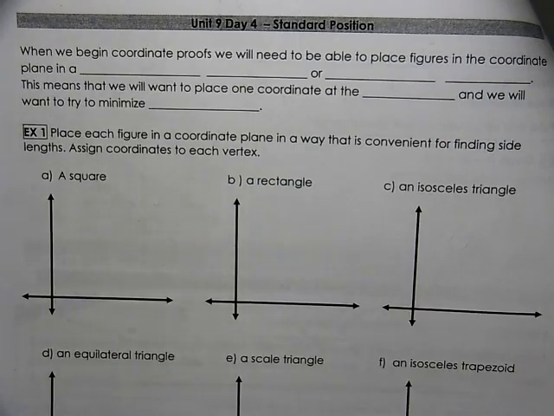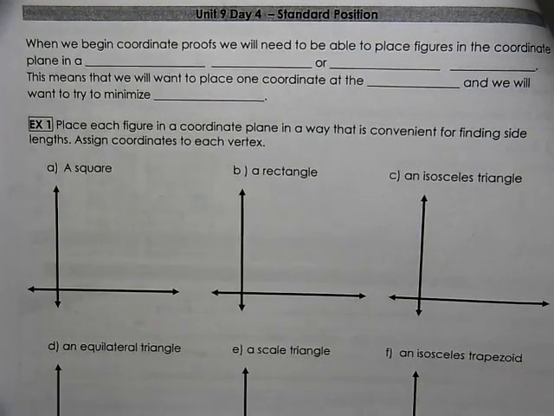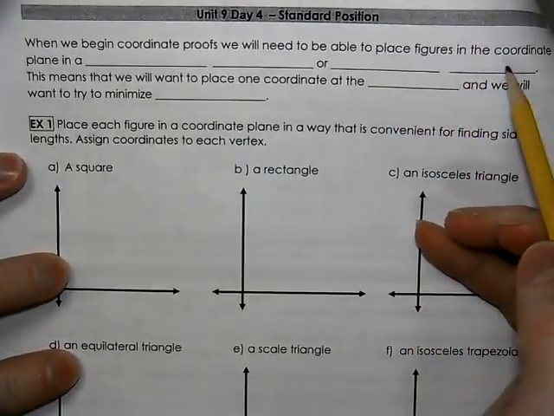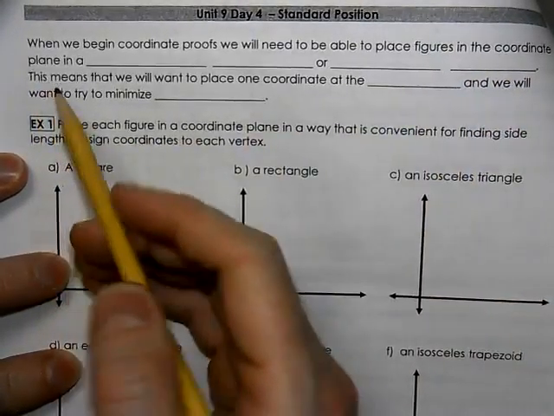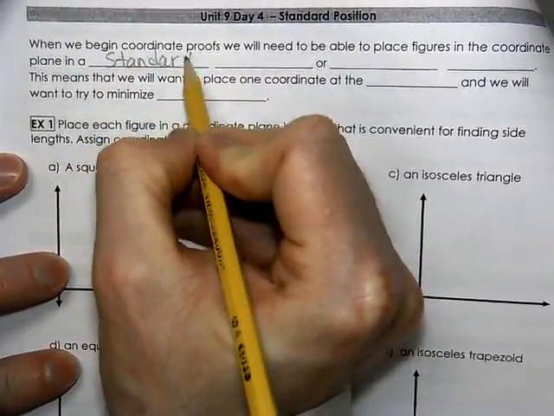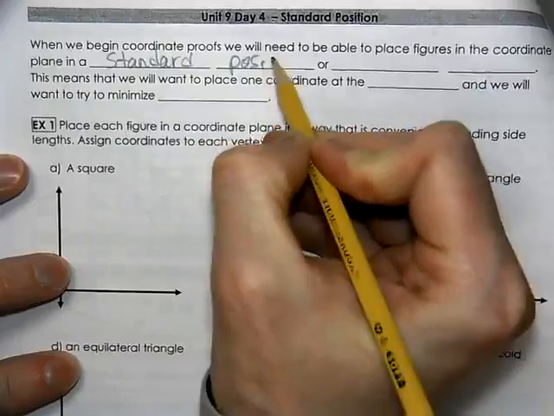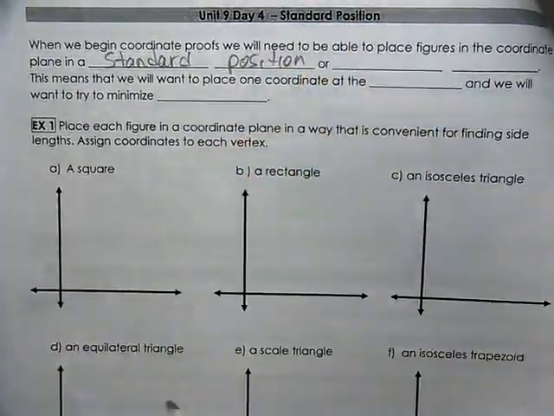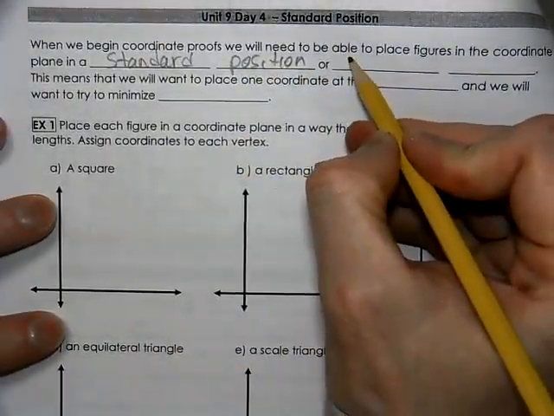This is Geometry, Unit 9, Day 4. We're talking about standard position. When we begin coordinate proofs, we'll need to be able to place a figure in the coordinate plane in standard position. Or we could also say in quadrant 1.